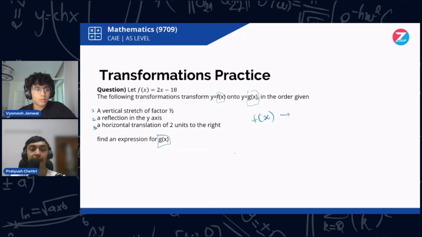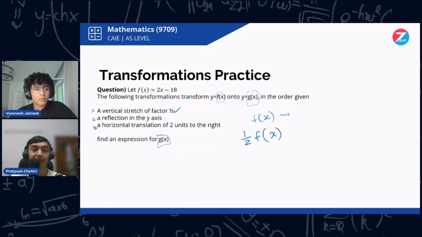Let's think about this. A vertical stretch of a factor of half. A vertical stretch means it's multiplying f, and outside the brackets, the operations are the same. So half of f, half times f of x. Yes, this does our first operation.